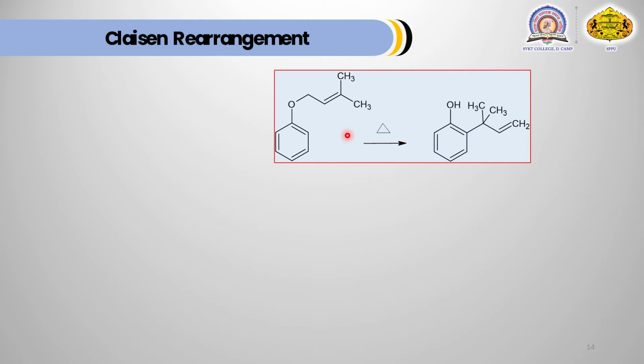Now let's see an example of Claisen rearrangement reaction. It is an allyl vinyl ether. This is the double bond. Next to this is the allyl carbon, and this is vinyl, and that's why it is allyl vinyl ether. In this case there is an aryl group substituted on that oxygen, and when this is heated, it undergoes Claisen rearrangement, and the mechanism is shown in this structure.